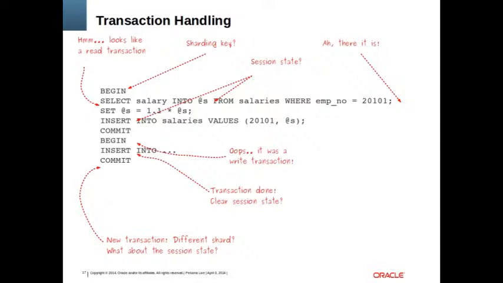Where do you store the session state? I mean, each transaction is going to have a session state. How is the session state going to be managed? In fabric, this is not a problem. I will explain why. How do you handle read-only transactions? How do you handle write transactions? What do you do after the transaction is done? Do you clear the session state? Now there's a new transaction. So what should I do now? I mean, do I switch to a new shard? Or what do I do about the session state then?